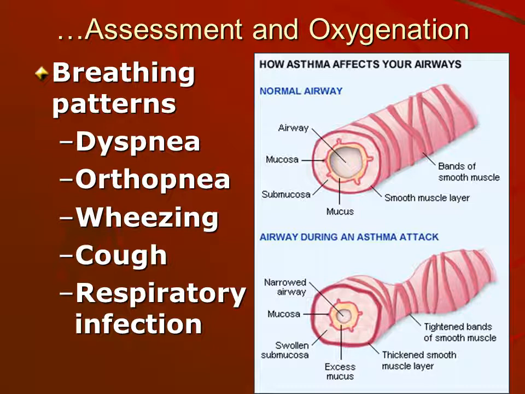It can also be present not just with asthma, but with bronchitis or pneumonia. It occurs on inspiration, expiration, or both. And we want to make sure that we determine any precipitating factors such as a respiratory infection, allergies, exercise, or stress.